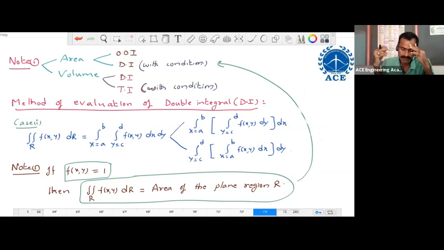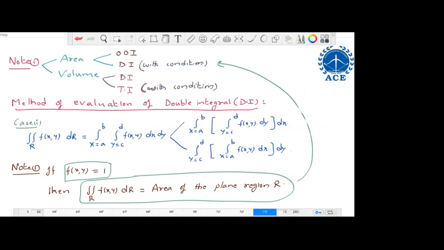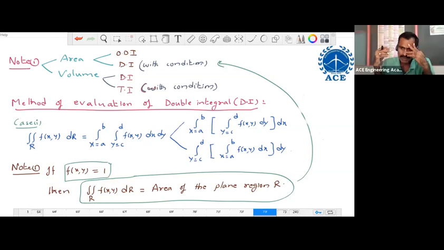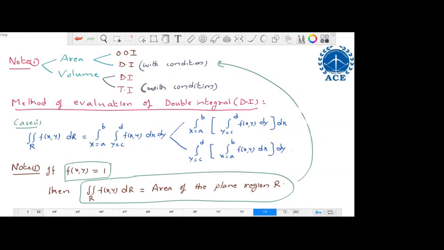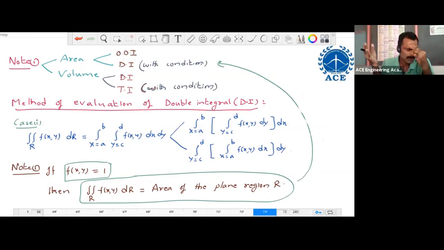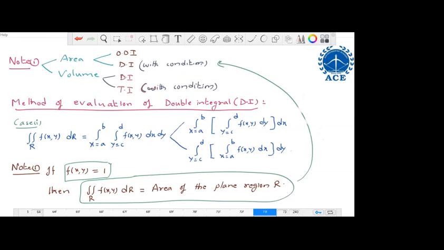We wrote that even if we integrate with respect to above or below, we get the same answer. Is it always right, sir? Always right when limits are constant. There is no order of integration. We can start with x or we can start with y, anyone.